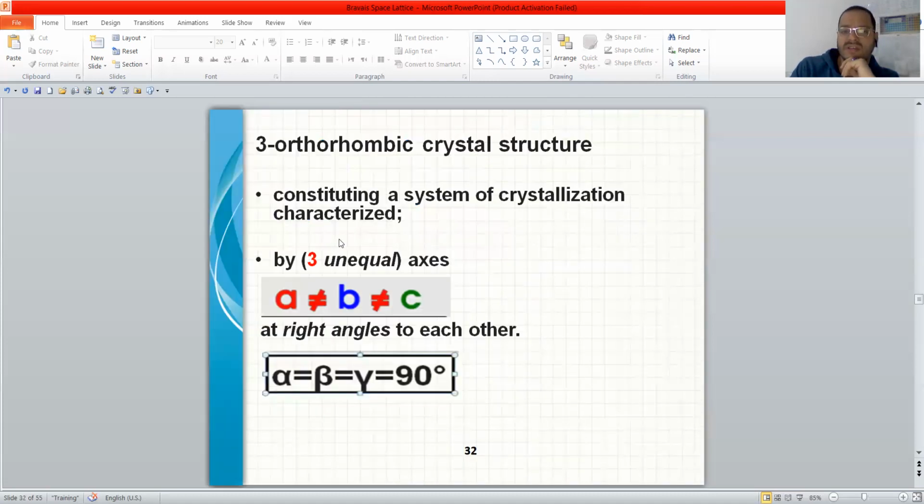The last one, the third one, is the orthorhombic crystal structure. Let's see what the difference is here. It is a crystallization system characterized by 3 unequal axes. What does that mean? That means here we have 3 different vectors. A, B, and C don't equal each other, but we are still dealing with the same angles. All of them equal 90 degrees.